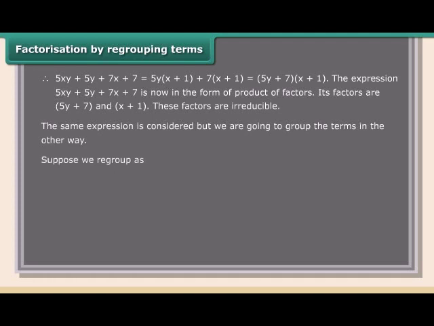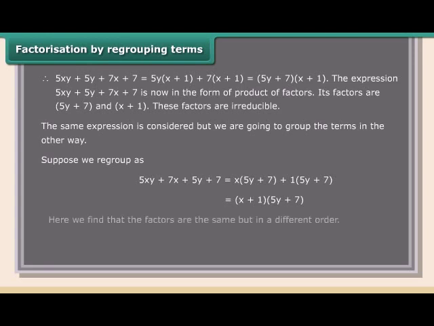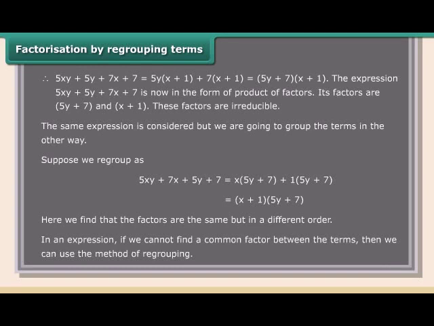The same expression is considered, but we are going to group the terms in the other way. Suppose we regroup as 5xy plus 7x plus 5y plus 7, which is equal to x into 5y plus 7 plus 1 into 5y plus 7, which is equal to x plus 1 into 5y plus 7. Here we find that the factors are the same but in different order. In an expression, if we cannot find a common factor between the terms, then we can use the method of regrouping.